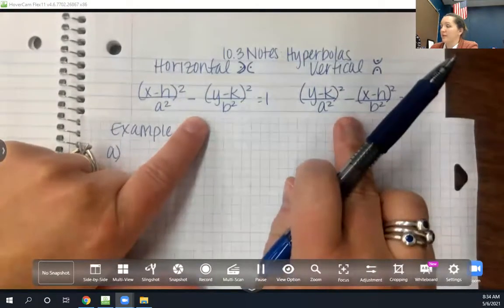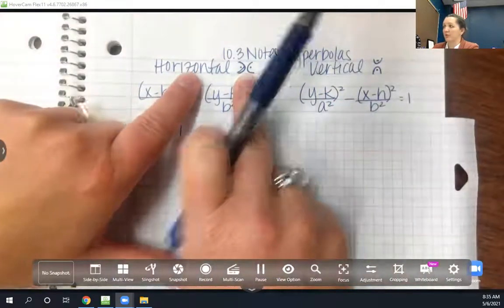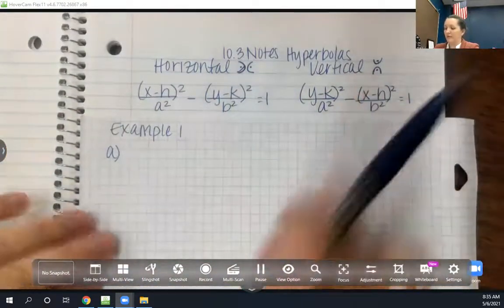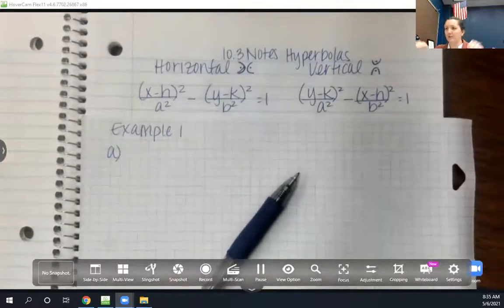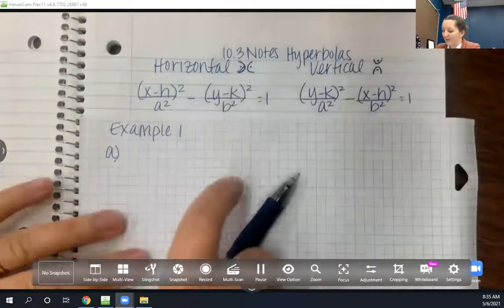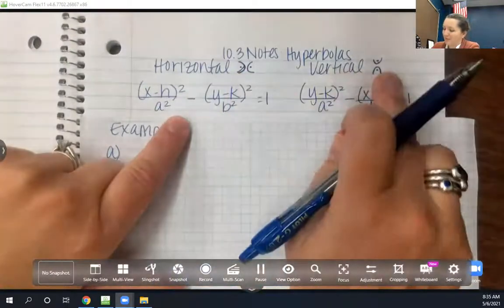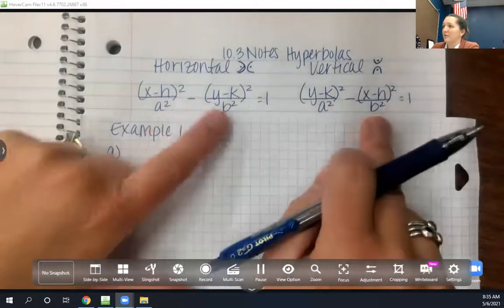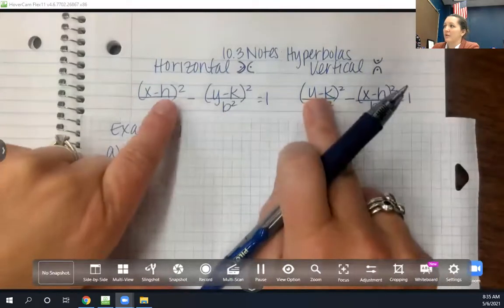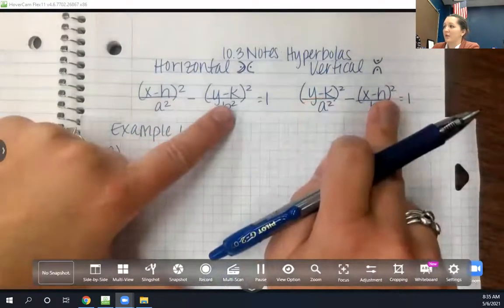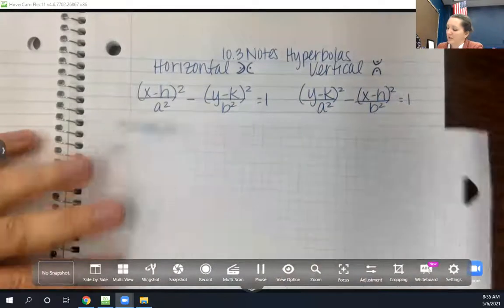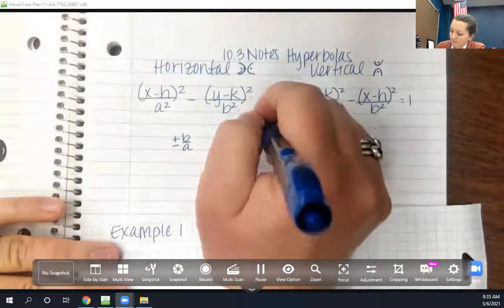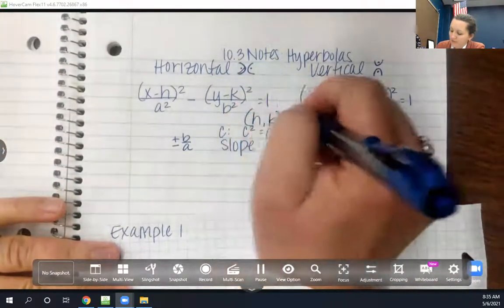Let's take a look at the difference between the horizontal and vertical. Notice that your horizontal is going to be stretched horizontally, right and left, and your vertical is going to be stretched vertically, up and down. Notice the difference here. A and B don't change position, but your X and Y values are going to change position. So notice that your H and K are still going to be your center.